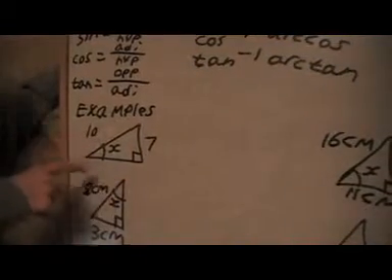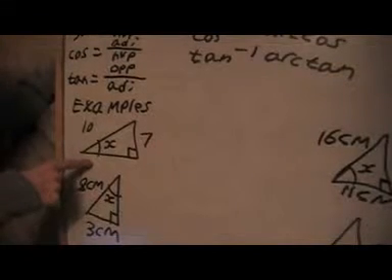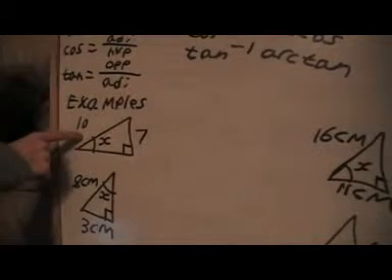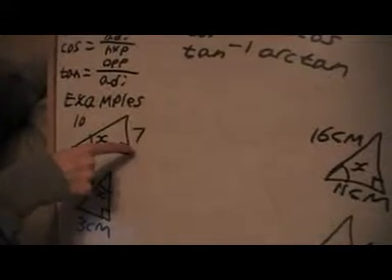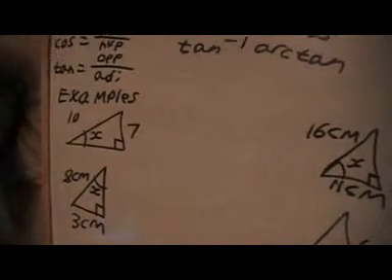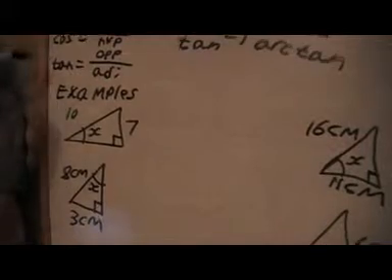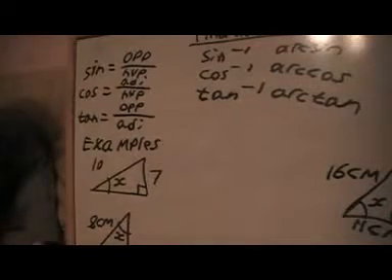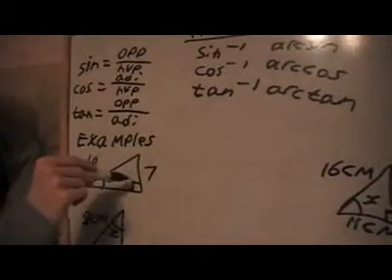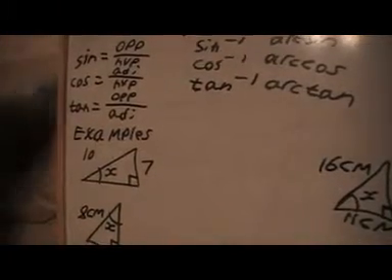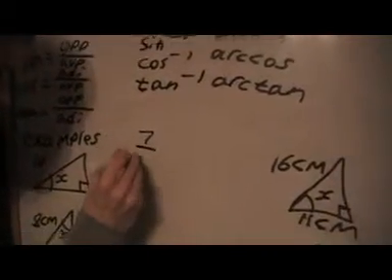So the first problem is we want to find this angle x, and we know that this length here is 10 and this length here is 7. First of all, we need to figure out which ratio, which function we're going to use. We happen to know the opposite and the hypotenuse here, so we're going to use the sine. So that's opposite over the hypotenuse, that's 7 over 10.